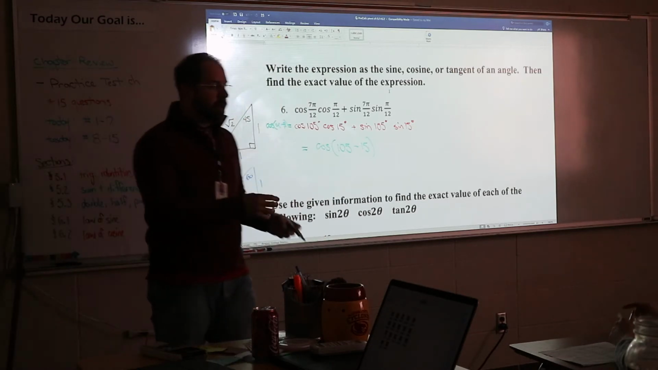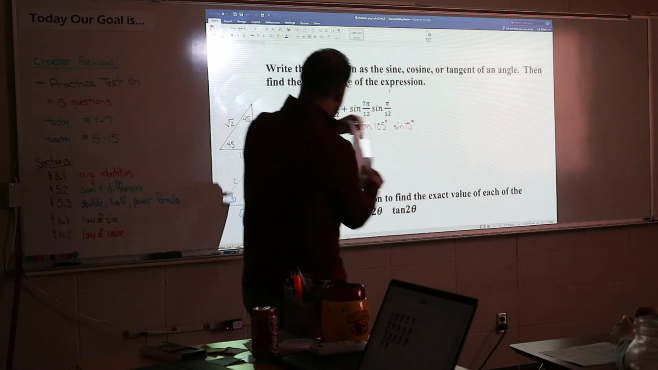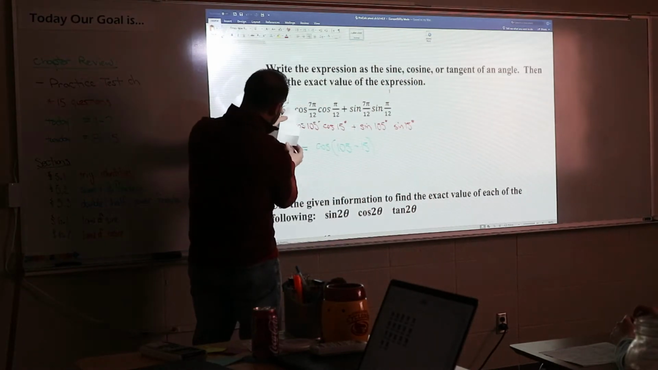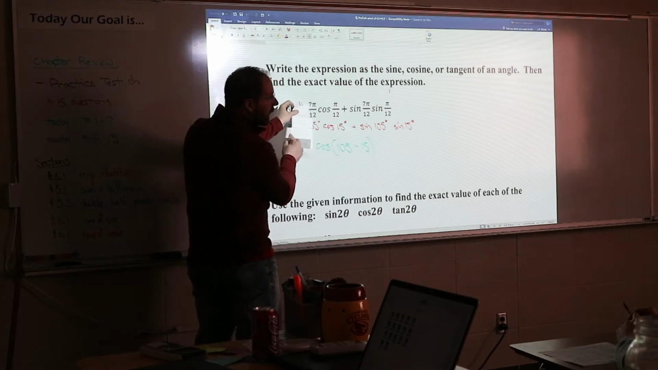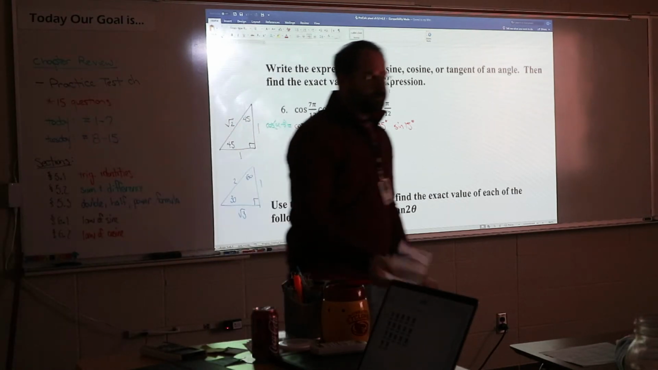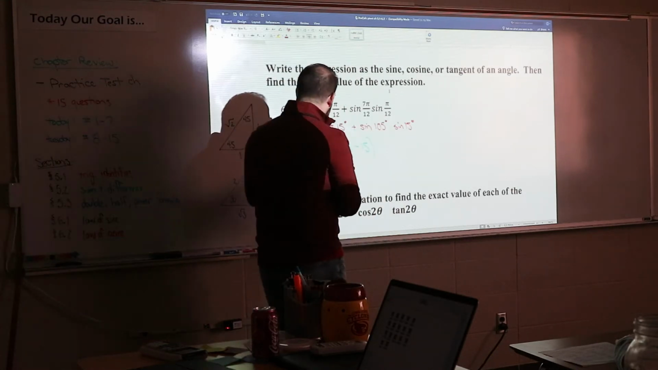If you look at that property sheet, Carlos, it's right here, this one. Cosine of two angles being subtracted is the two angles being multiplied together on the inside with cosine and sine. So you can see it. If I actually subtract 105 and 15, I get 90.